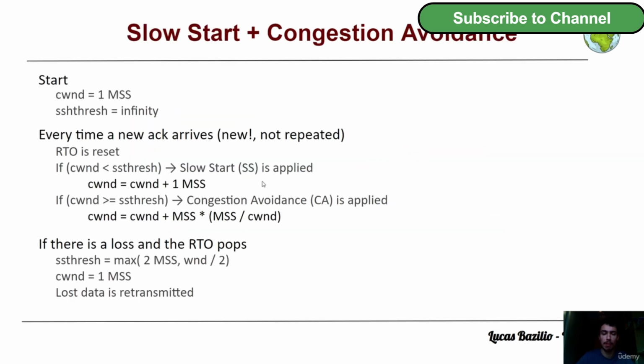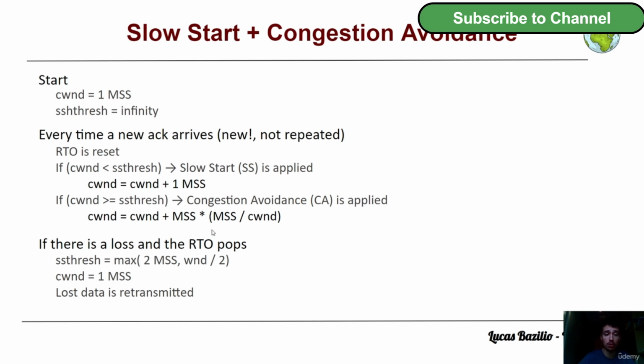For this, we need to remember the slow start and congestion avoidance algorithm. Remember that at the very beginning, the congestion window is 1 maximum segment size and the slow start threshold is infinity. However, we keep changing these values every time a new acknowledgement arrives. In the slow start phase, we keep incrementing the congestion window by 1 maximum segment size, and in the congestion avoidance phase, we increment the congestion window by 1 maximum segment size multiplied by 1 maximum segment size divided by the value of the actual congestion window.